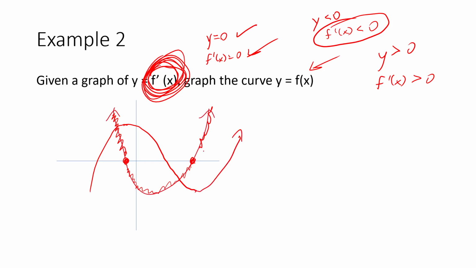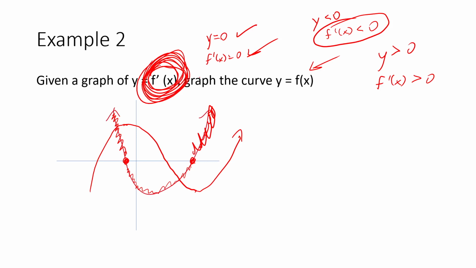increasing function again, because all these y values are positive, but y represents f prime of x, so I need to make sure my f prime of x's will be positive. In other words, that I have an increasing function. And so this is the graph that we get. And it kind of makes sense if you think about it.